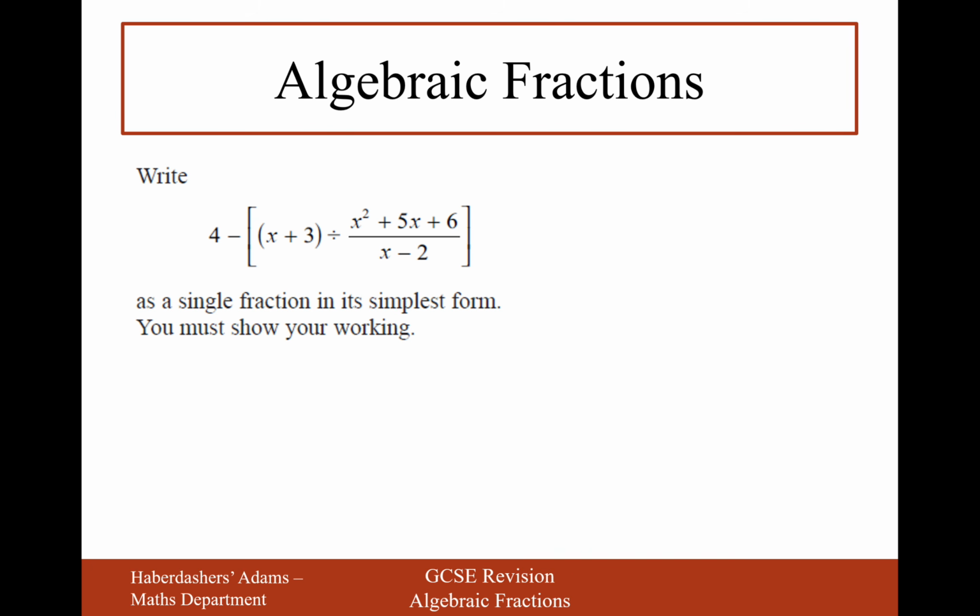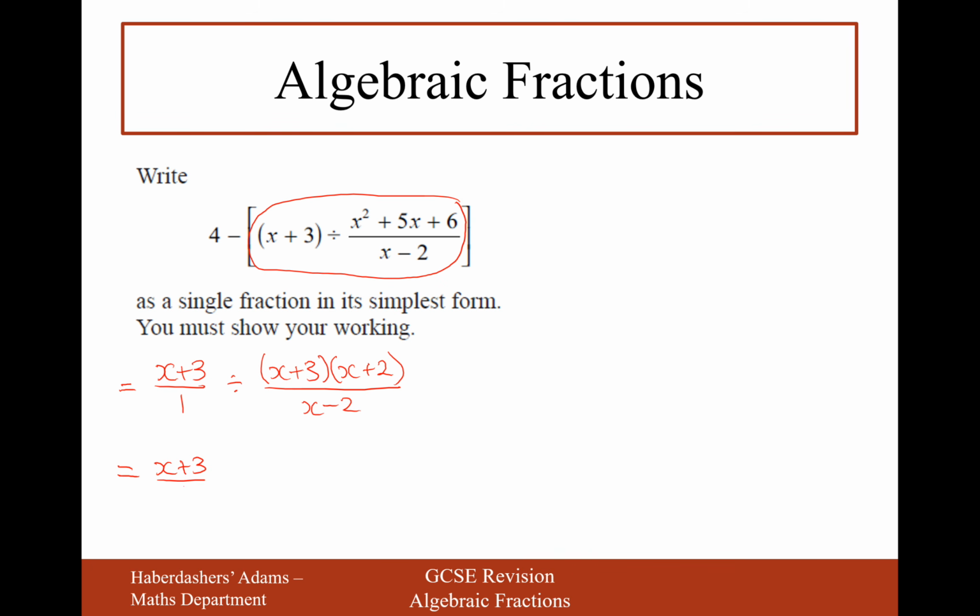Okay, so we've just seen how to do this one from the video, from the question before. So we'll do the inside of this bracket here first, and then we'll do 4 minus this answer. So it's going to be x plus 3, we'll treat that as over 1, divided by, let's factorize it, x plus 3, x plus 2, over x minus 2. To divide a fraction, you multiply it, and flip the second fraction, x minus 2 over x plus 3 times x plus 2.